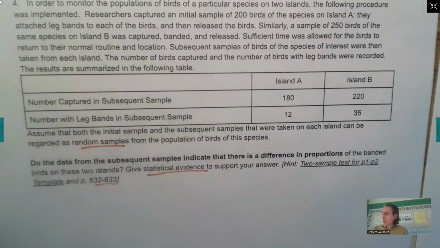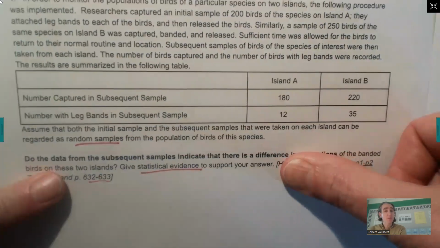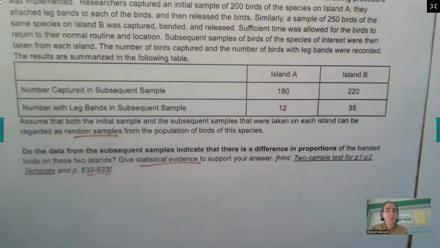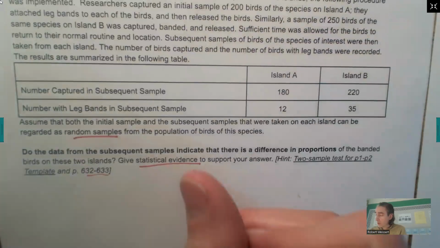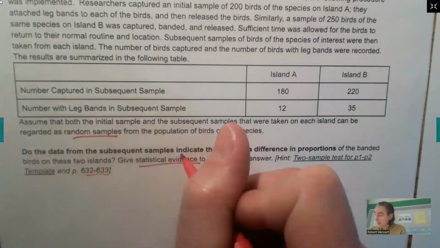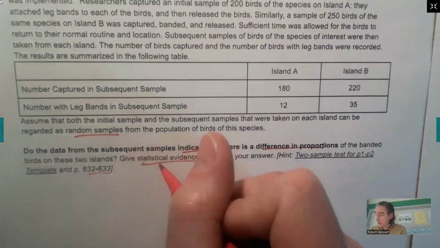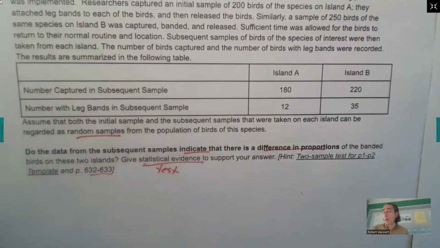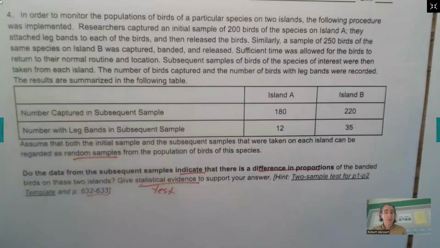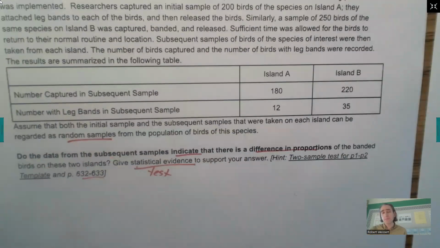So you, of course, aren't going to be given this little hint, but how do you know it's a 2-sample test for P1 minus P2? Well, we're looking for, do the data indicate there is a difference in proportions? So do we have evidence? That's a test. We're not trying to estimate with 95% confidence. We're trying to provide evidence. So we are going to do a test. And because we have 2 samples, it's going to be a 2-sample z-test for P1 minus P2. So look at the hints if you need to. Pause the video and try it on your own.